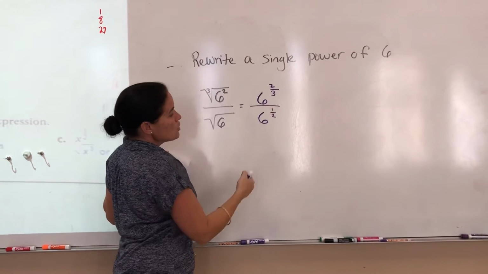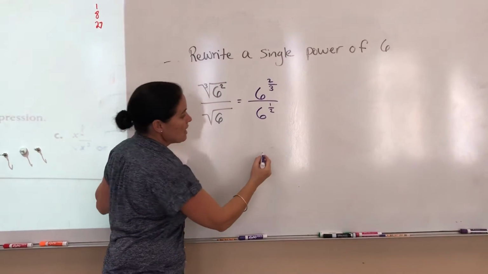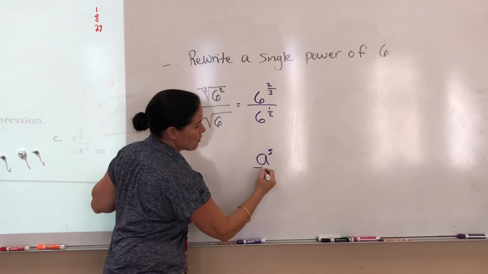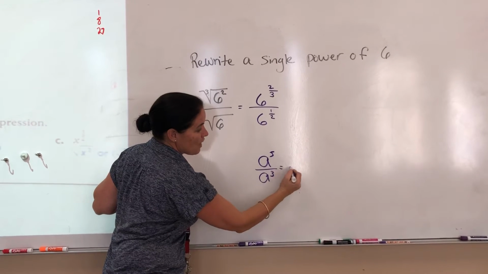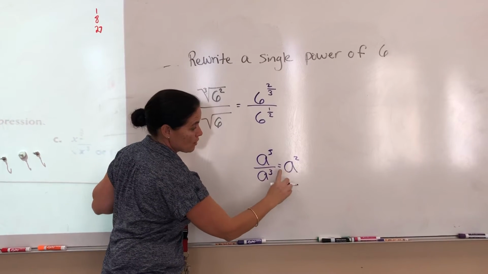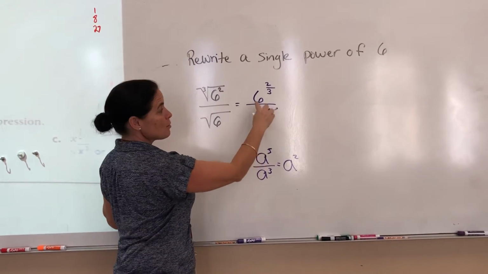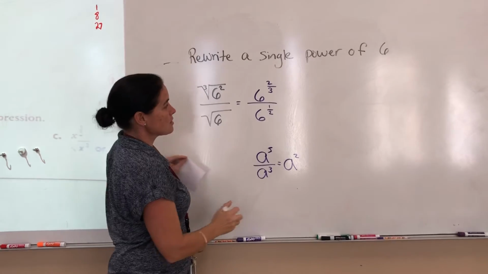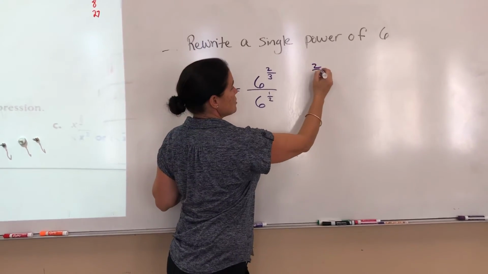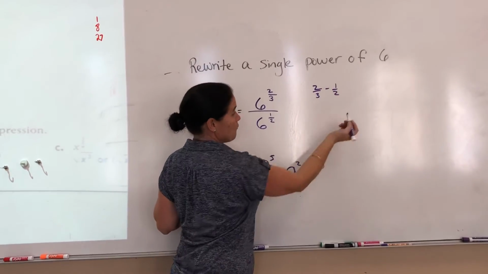I have 2. So what I'm going to do is I'm going to remember, if I had something like a to the 5th and a to the 3rd, that would simplify to a squared. And what I did is I subtracted these exponents. So I can do the same thing here because these bases are the same. They're both 6s. So if I took 2/3 and I subtracted 1/2, right?